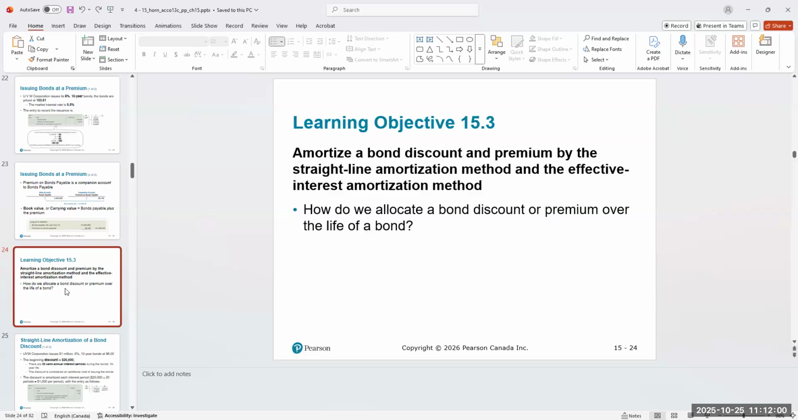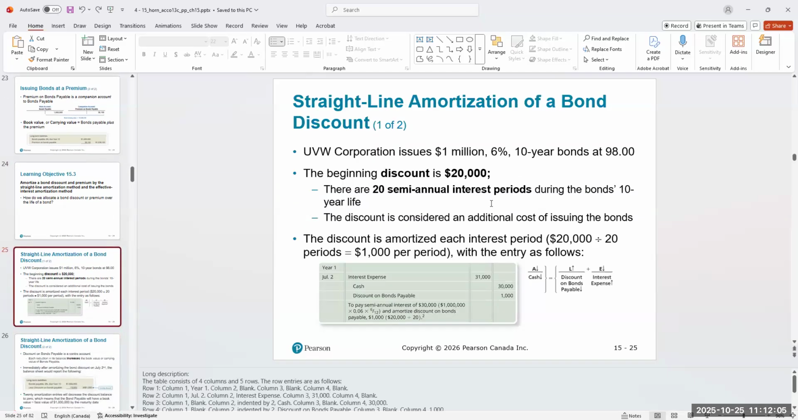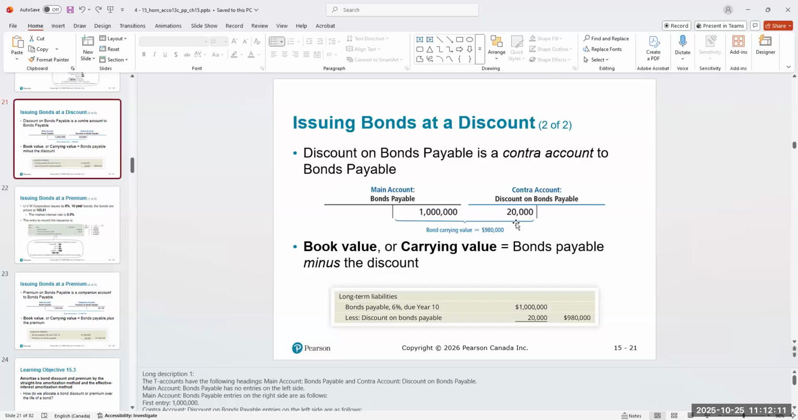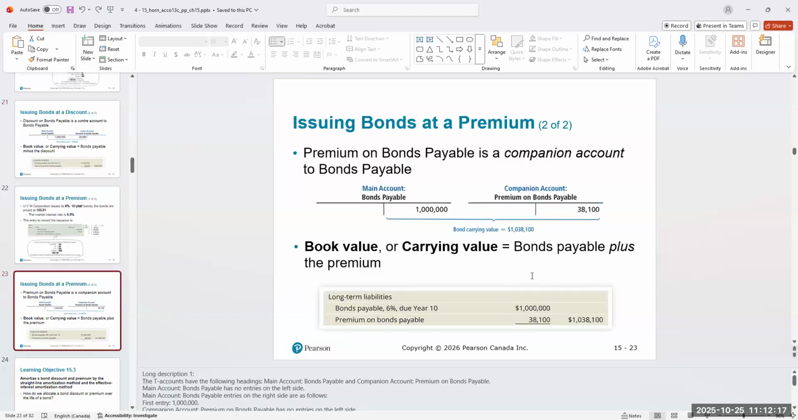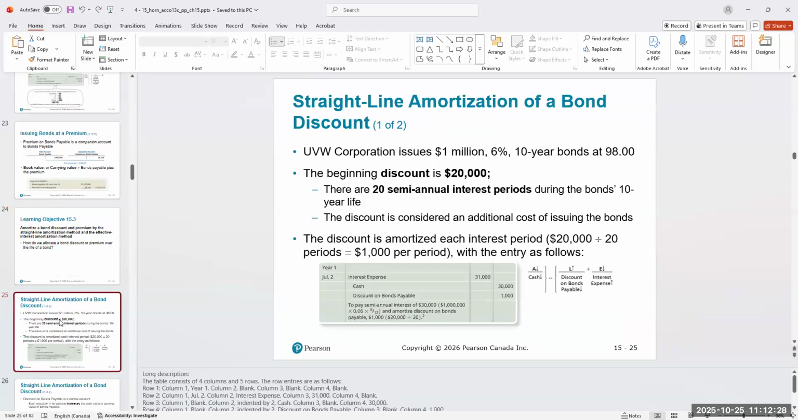Now, there are two ways to do the amortization. One way is to do the straight line amortization. Since we have here on the discount 20,000 discount over 10 years, every year we're going to amortize 2,000. On the other scenario, we have 38,100 over 10 years. Every year we're going to amortize $3,810. That's if you're using the straight line method.